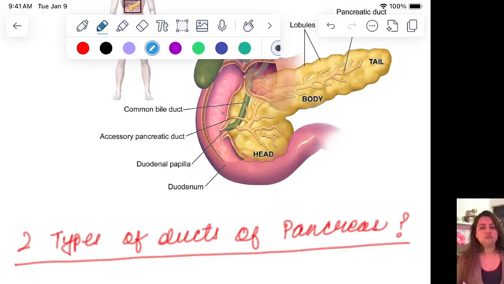Yes? What are the two ducts of pancreas? Your answers are not showing up in this chat box yet.